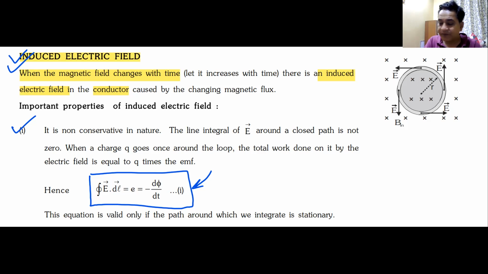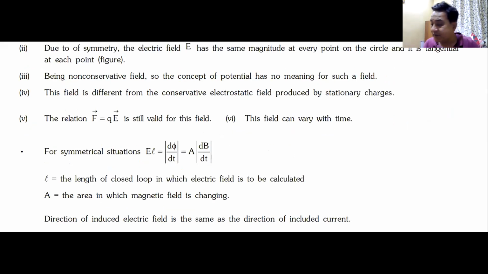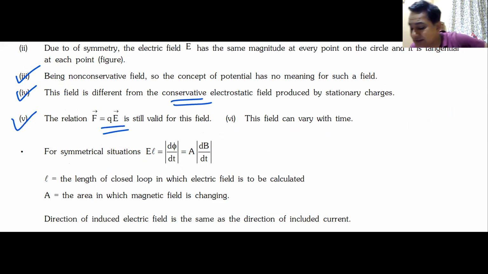So potential difference has no meaning in different paths. You will have different potential difference. This field is different from electrostatic conservative field. F is equal to QE is still valid in this type of field. Will you remember this?